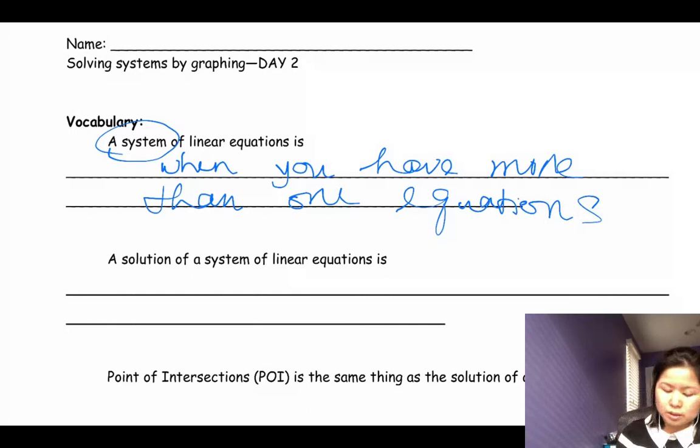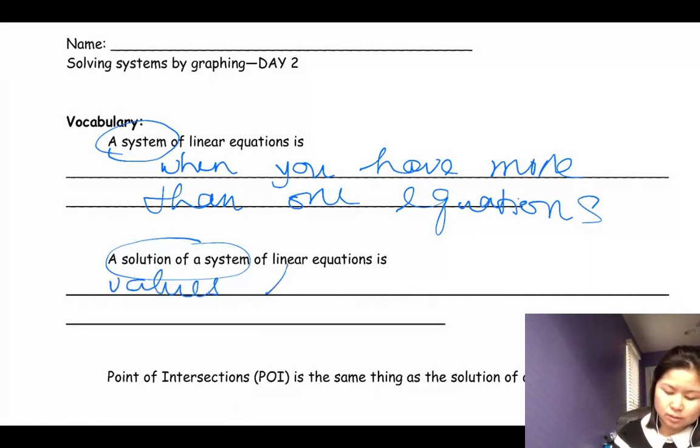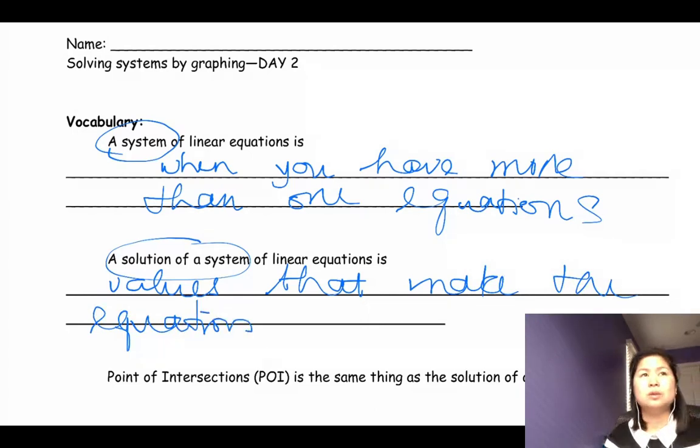A solution, when we talk about solution, is the values that make the statement true. So a solution is values that make the equation true. Before, when we check our solution, we plug it back in and see, okay, this is correct. When we do evaluation, we do that. For a system of equations, it's one set of values, but it's true for both equations. That's what we looked at. So the solution is the values.